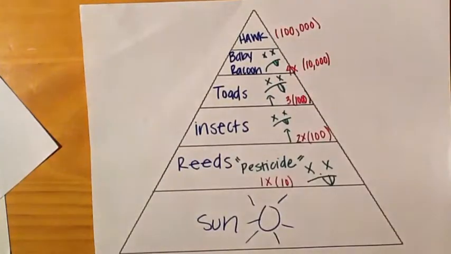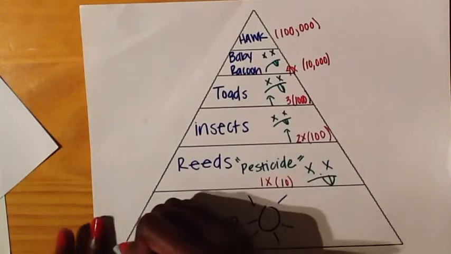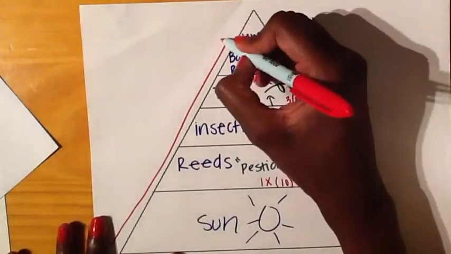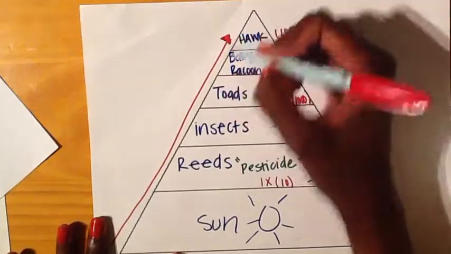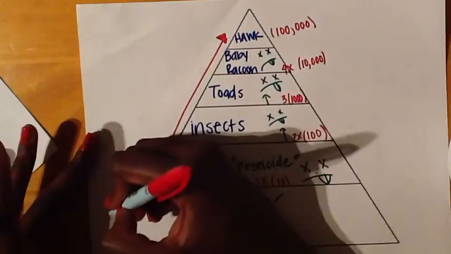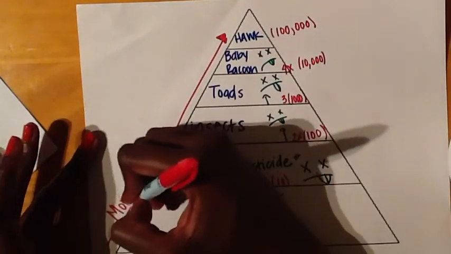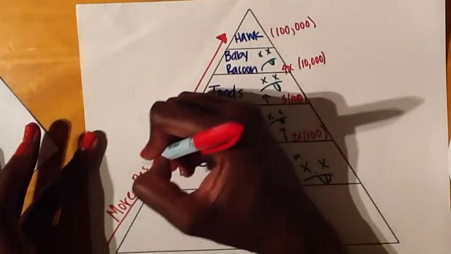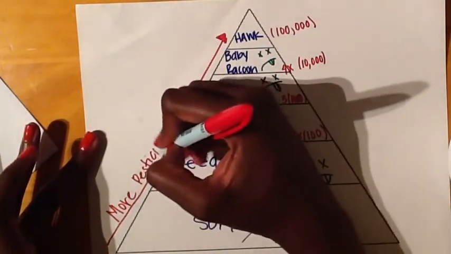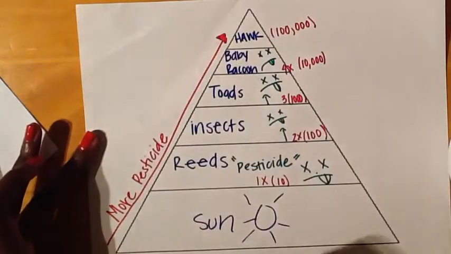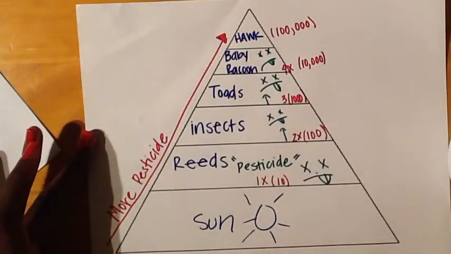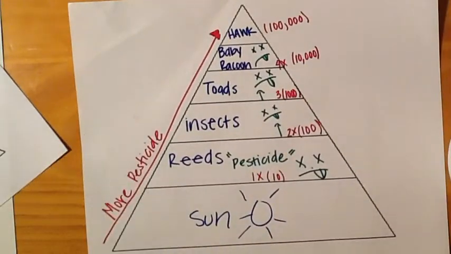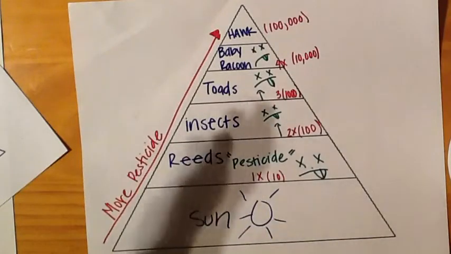So what do we notice, or what can we infer about the trend of pesticides? Well, the higher that we get up in our food chain, the more pesticide is going to reside at the top. It's going to accumulate more. There's going to be more pesticides towards the top. That's our building up over time.